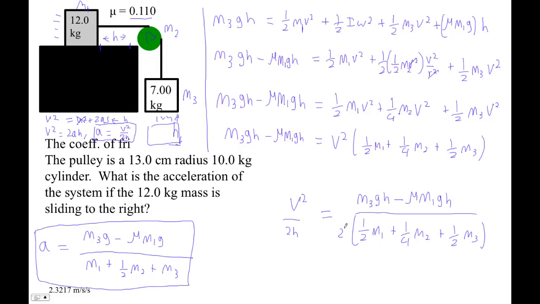And then let's put a 2h down here, right? Now watch what happens. This becomes v squared over 2h is a, right? So the left side becomes a, and then get rid of the h, right? And then multiply this by 2. So we get a is equal to m3g minus mu m1g, and then 2 times 1/2 is m1, 2 times 1/4 is 1/2 m2, 2 times 1/2 is just m3, right?